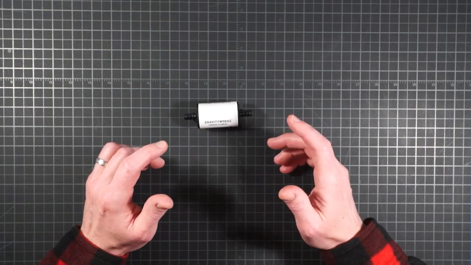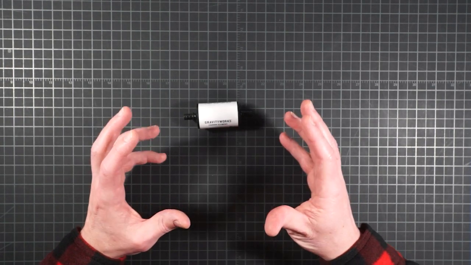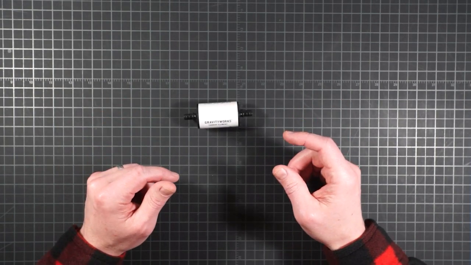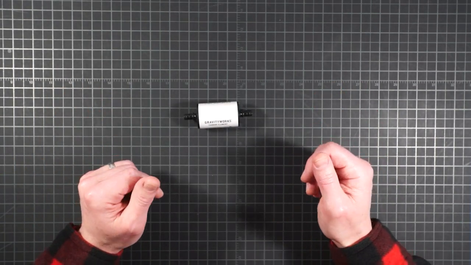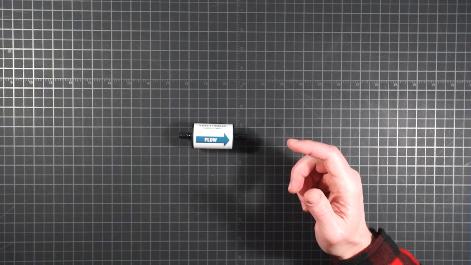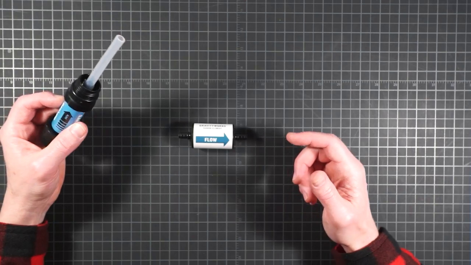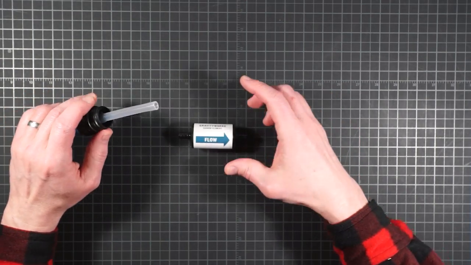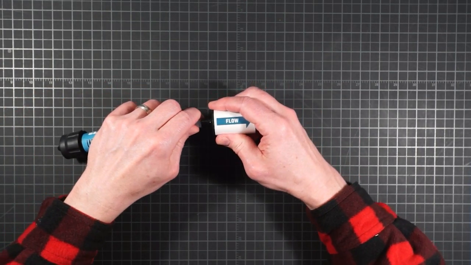I personally would expect its performance to be about that of any common activated carbon filter, essentially like a standard countertop water pitcher. Specifically, the carbon element is listed as not effective against protozoa, bacteria, or viruses, nor is it said to be effective against particulates. It's made to be used in conjunction with a microbiological filter of some kind, and the way you rig it up is to put the element in line after your primary filter.